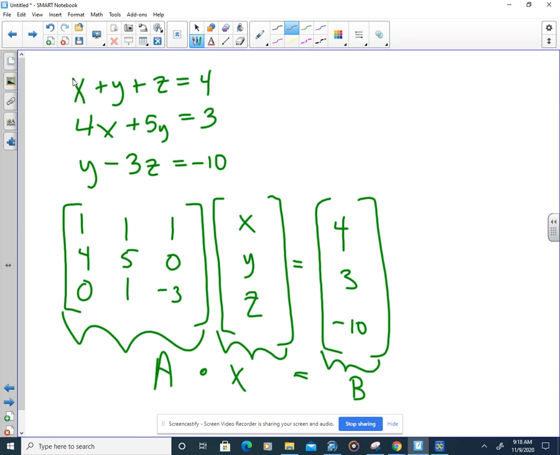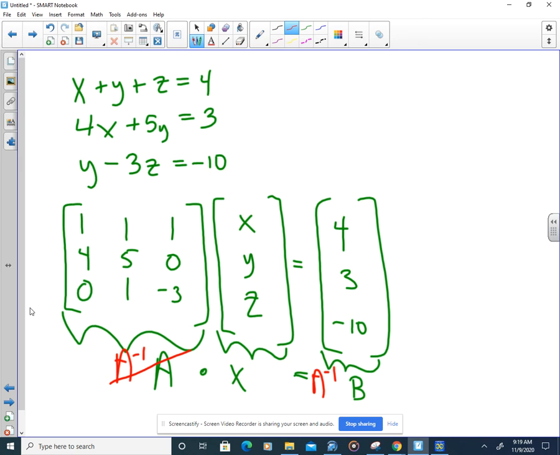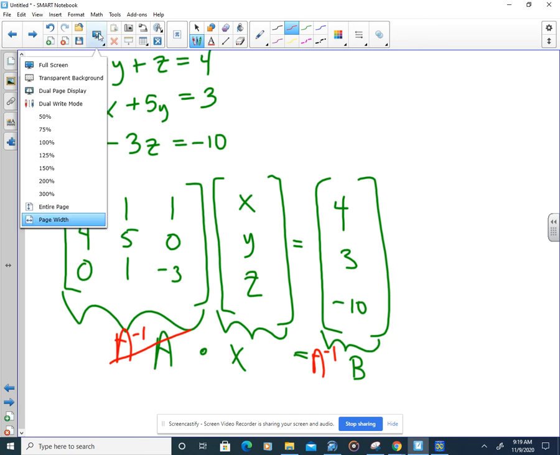To solve for X, we've got to find the inverse of A. And then what we would do is multiply both sides by the inverse of A, and then we'll get what X is. Well, we don't know how to find the inverse of a 3 by 3. It's complicated. I don't really have time to teach you that. So if it's a system of 3 equations or more, I will give you the inverse of A. Okay? So let me show you how we can solve this.